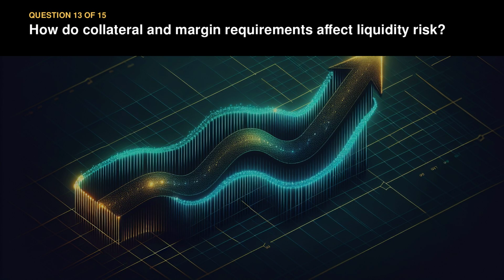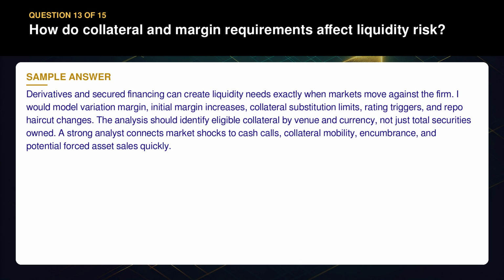Question 13. How do collateral and margin requirements affect liquidity risk? Derivatives and secured financing can create liquidity needs exactly when markets move against the firm. I would model variation margin, initial margin increases, collateral substitution limits, rating triggers, and repo haircut changes. The analysis should identify eligible collateral by venue and currency, not just total securities owned. A strong analyst connects market shocks to cash calls, collateral mobility, encumbrance, and potential forced asset sales quickly.